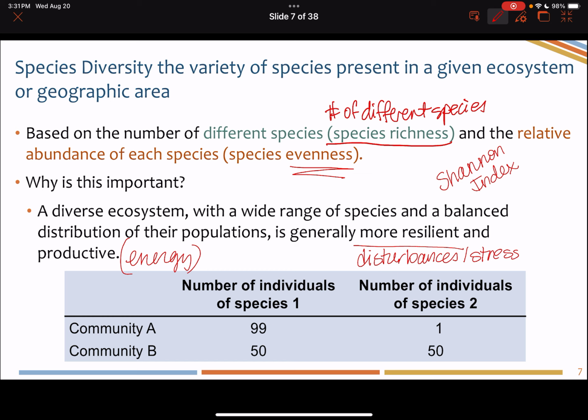So we have two different communities here, and this table is basically showing you the species diversity. In community A, we have 2 species. That would be our richness. And then we also have the number of individuals. That's going to be our evenness, or how many individuals of each type are present.